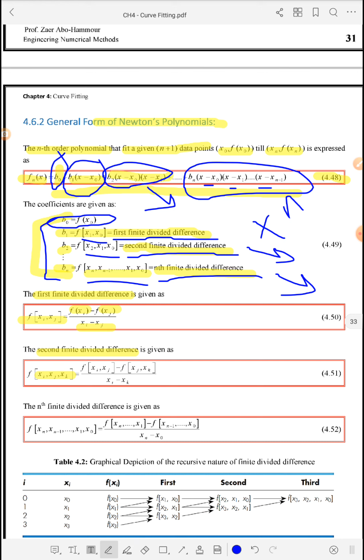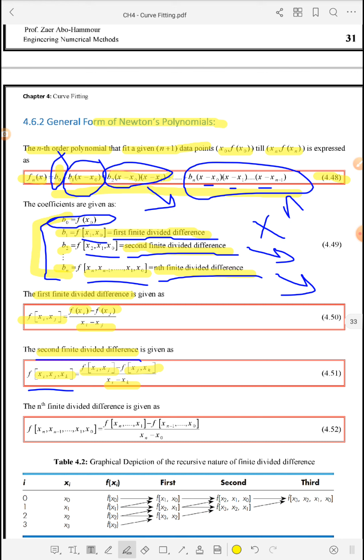For second divided differences, we should use 3 data points. So we assume xi, xj, and xk. And for their calculation, we will use 2 first order divided differences. The first divided difference will be xi, xj, while the second divided difference will be xj, xk. And in the denominator, we have xi minus xk.